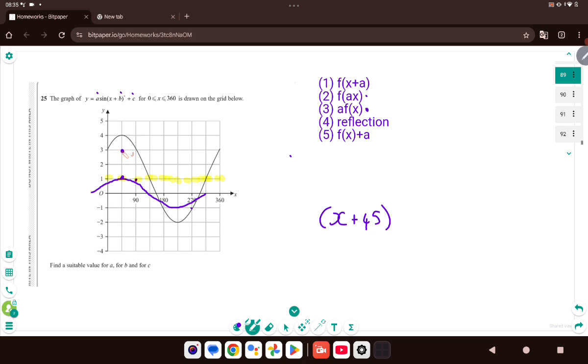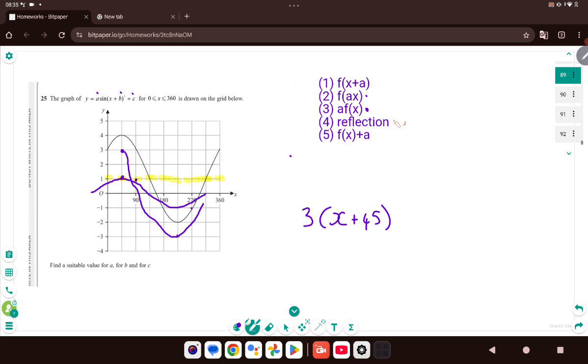So the tip would be at 3, and we'd have minus 3 here. So it would be something like this. Sorry, I've only drawn part of it. And so that would be 3, because 1 times 3 is 3.